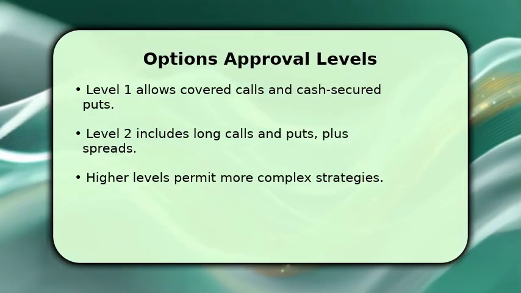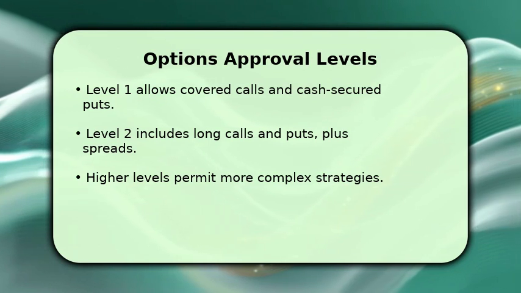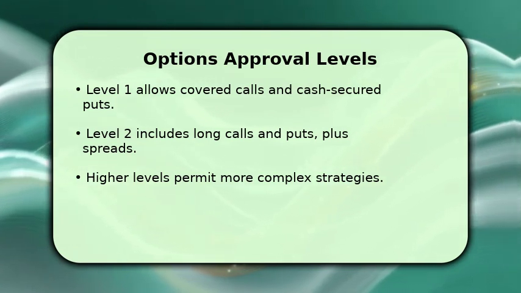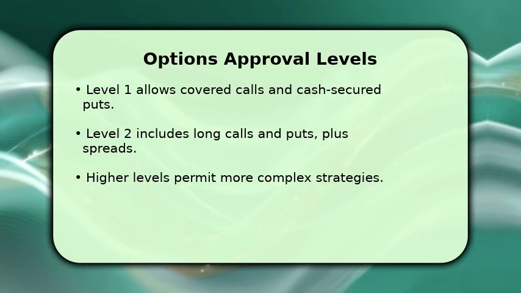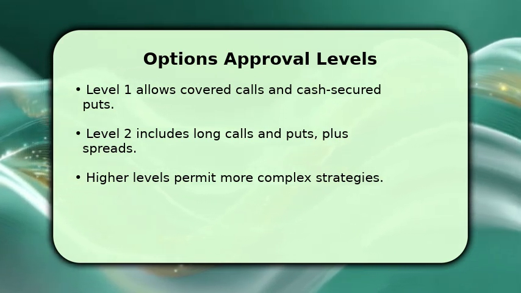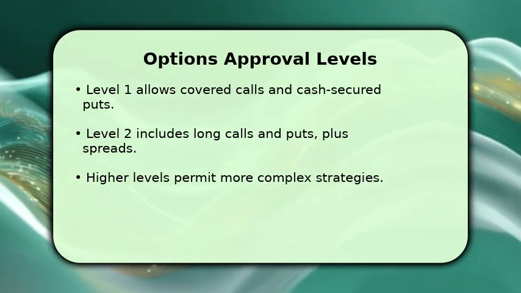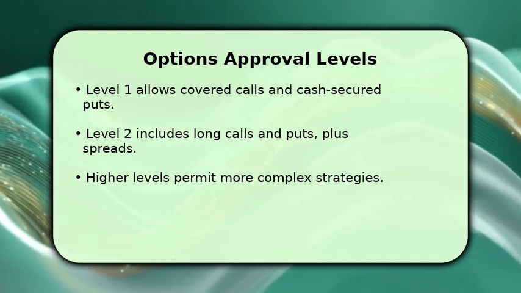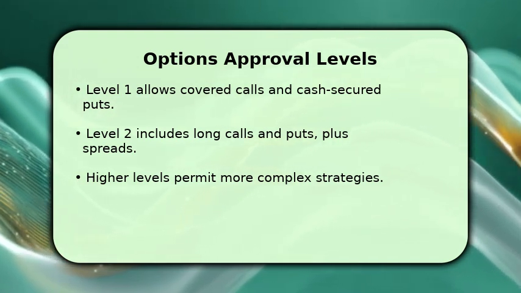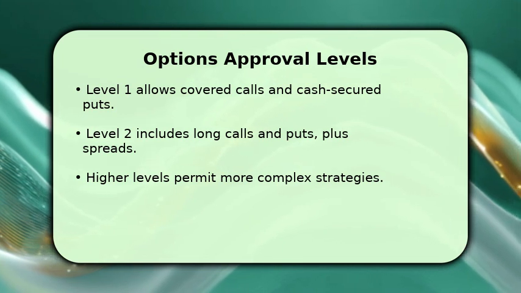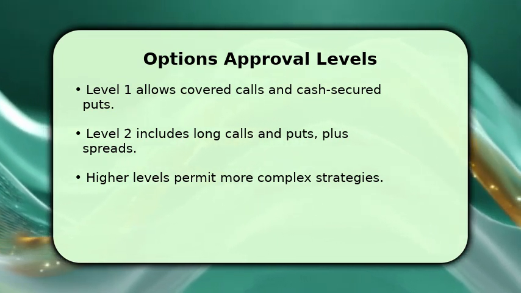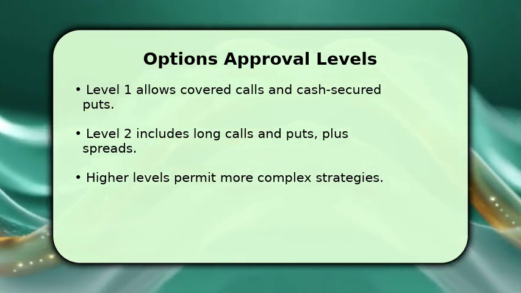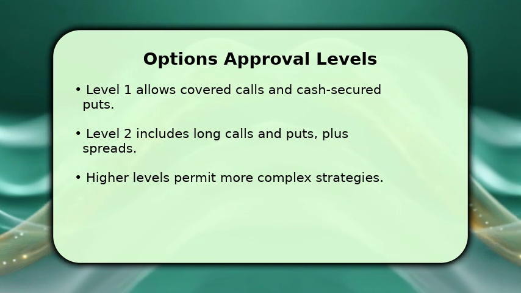Webull offers different options approval levels, each allowing various strategies. Level 1 typically permits covered calls and cash-secured puts. Level 2 expands to include long calls and puts, along with basic spreads. As you gain experience, you might qualify for higher levels, which unlock more advanced and complex options strategies. Understand your level before trading.